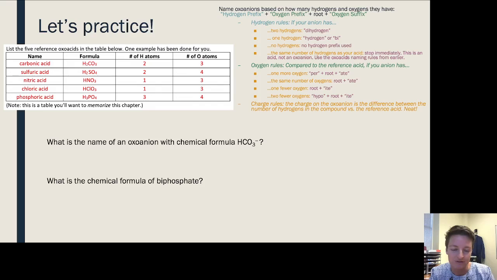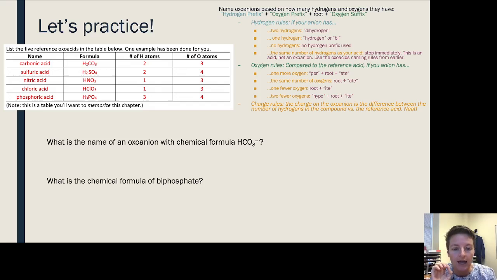So that's a lot of new information, and so let's go ahead and practice this. I'll do the first example, and then we'll see if you can do a little bit of practice with the second example. The first thing that we want to do is try and name an oxoanion that has the chemical formula HCO3-.